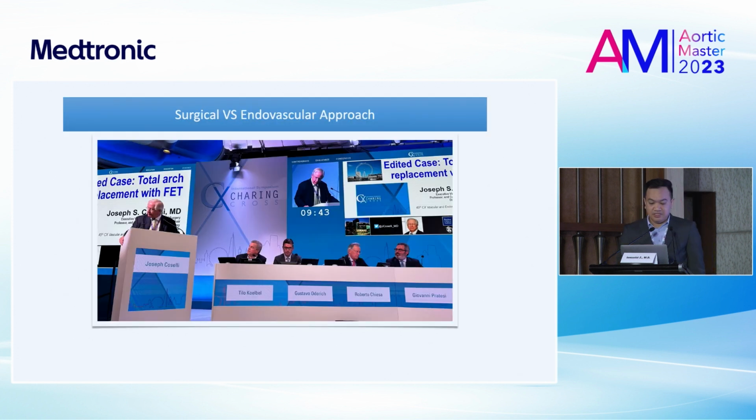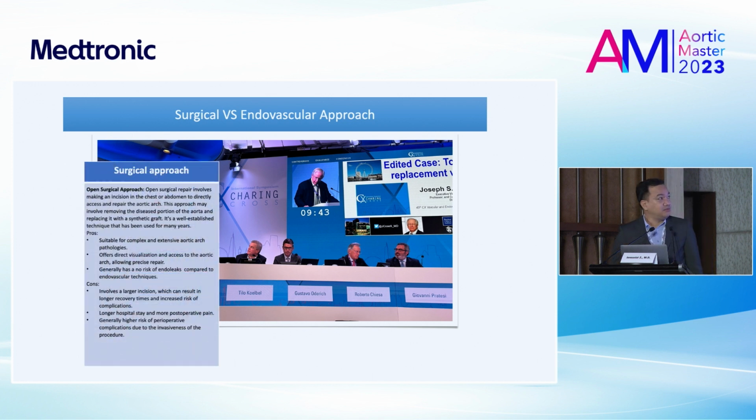So when we talk about the expert consensus, these are the recent Charing Cross meetings. Sorry, it is busy and also a bit small. I think the more important thing when we talk about the surgical approach is that it involves massive, very extensive incisions, and removal of the diseased portion, either complete or partial, to treat the disease. The advantages are that it is suitable for complex and extensive aortic pathologies, we get direct visualization, and, more importantly, there is no risk of endoleaks.